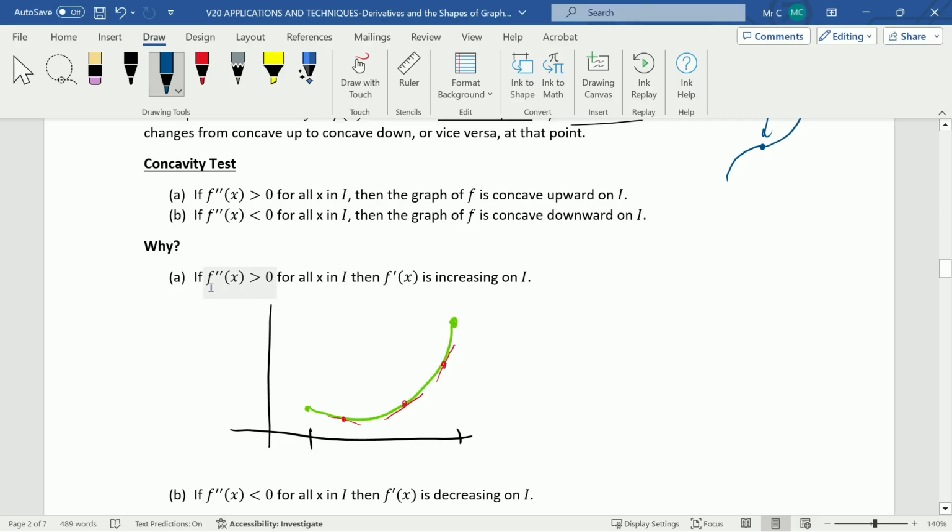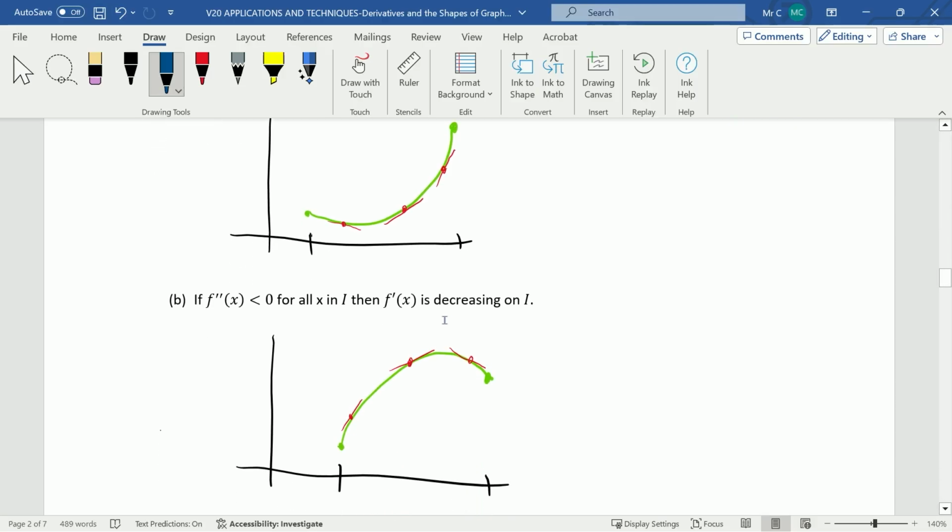Why? Well, if f double prime of x is greater than 0, then f prime is increasing on I. f double prime of x is greater than 0 means that f prime is increasing on I. And if f prime is increasing on I, that means the slopes of the tangent lines are getting steeper. So try to picture what's happening here on this graph. As the graph moves to the right, the tangent lines curve upward, and so the curvature of the graph forms a cup facing up.